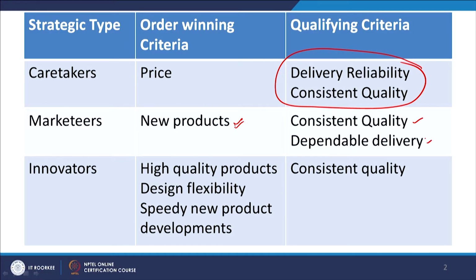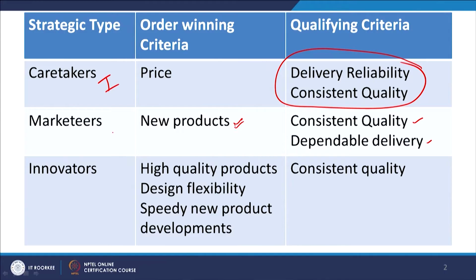So, you can see that even in the caretakers and in the marketeers, the qualifying criteria are more or less similar. Consistent quality was one of the qualifying criteria for caretakers, and consistent quality is the qualifying criteria in case of marketeers also. Delivery reliability was the term used by them for caretakers, and dependable delivery, which is almost similar, for the marketeers.